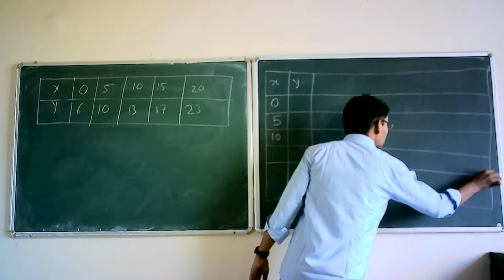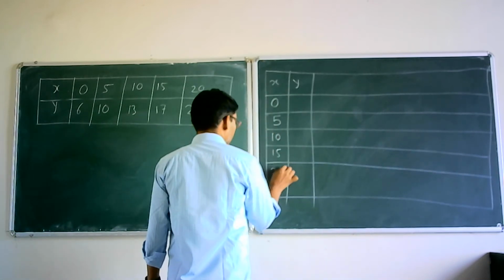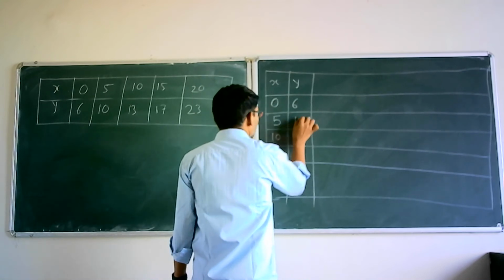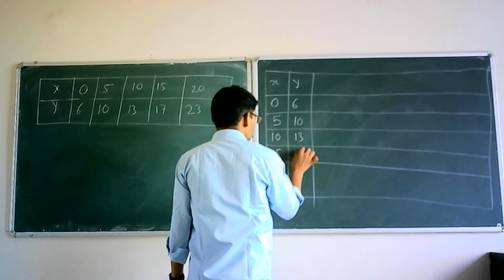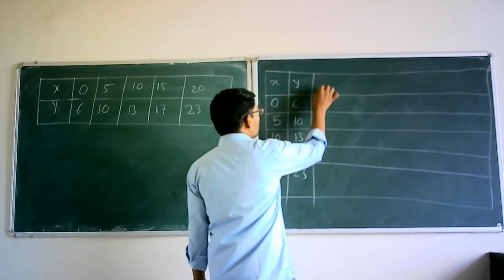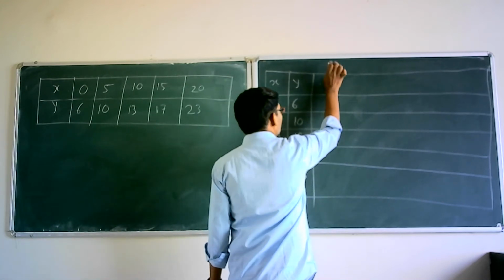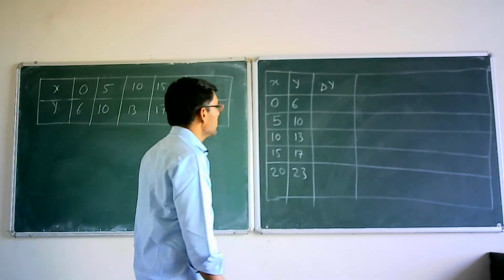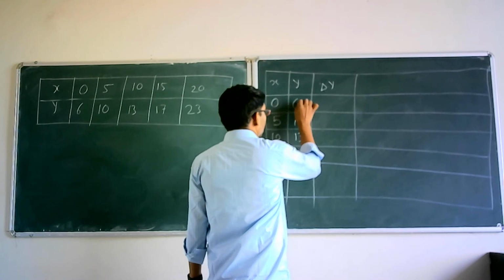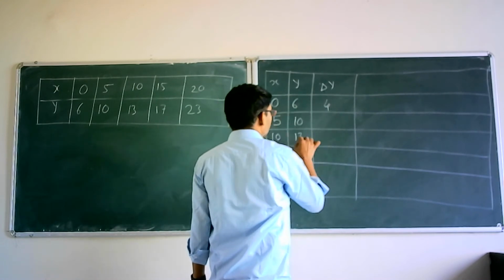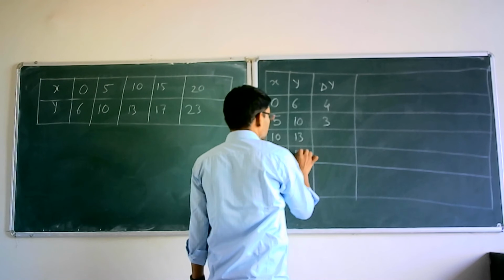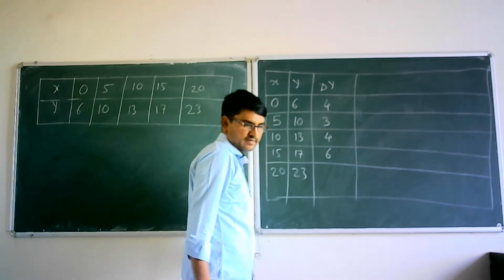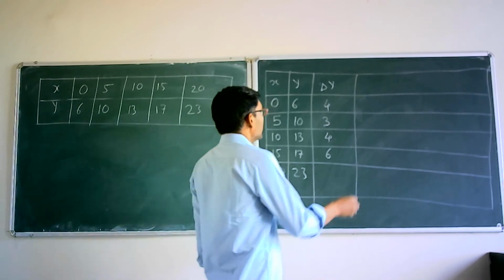10, 15 and 20, where the corresponding values of y are 6, 10, 13, 17, 23. So what is the first forward difference, delta y? 10 minus 6 is 4, 13 minus 10 is 3, 17 minus 13 is 4, 23 minus 17 is 6.